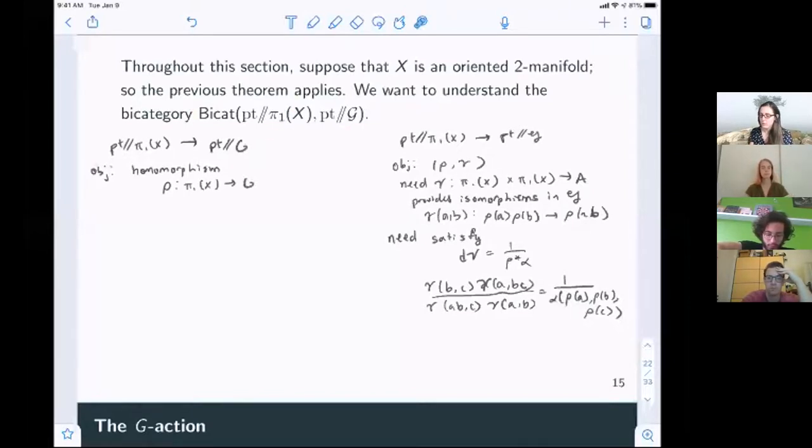So again, these objects are really just functors from point mod pi 1x to point mod G. And this is the same idea as looking at a homomorphism of two groups from pi 1x to our curly G.